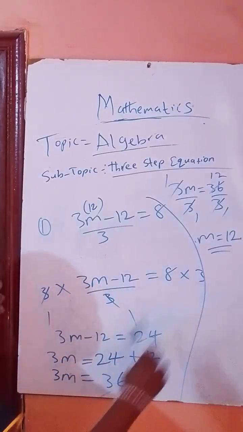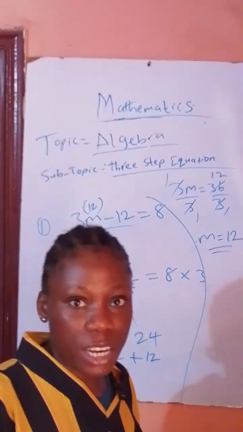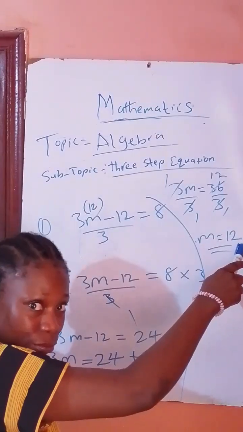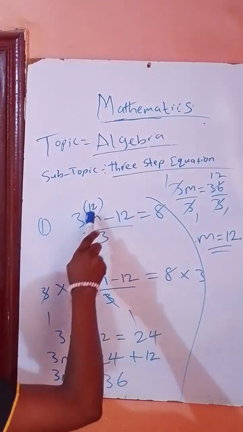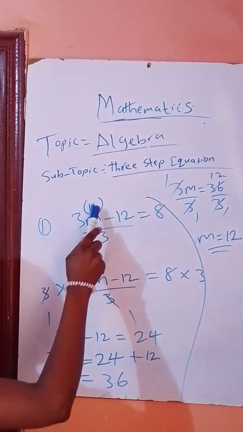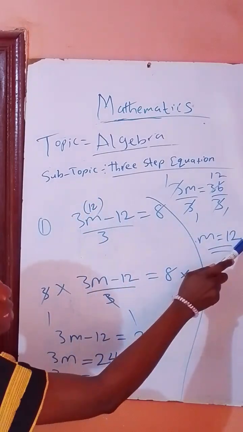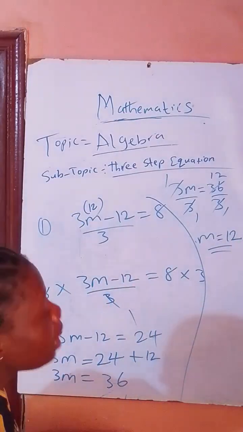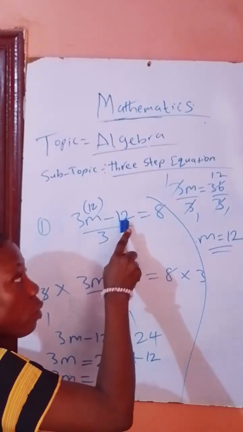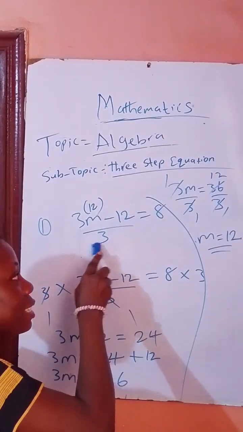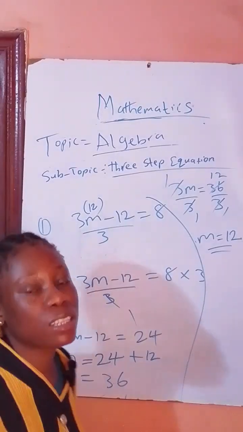Let's check our answer. Now our m is 12. We replace this m with 12. 3 times 12 gives us 36. 36 minus 12 gives us 24. 24 divided by 3 gives us 8. That is our final answer.